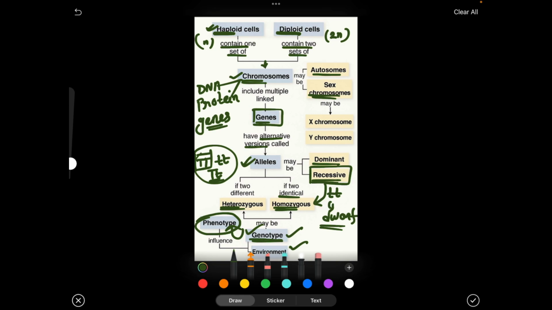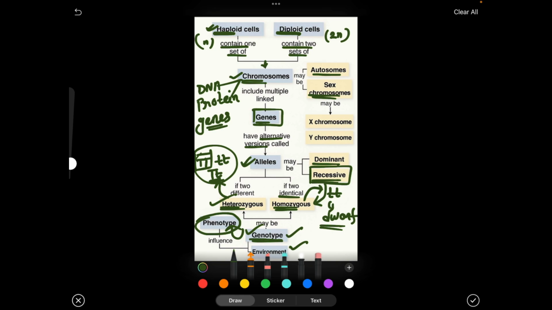So let me again go through the heterozygous and homozygous conditions. Heterozygous condition means whenever two different alleles are present together. For example, this one, capital T, small t. This is a heterozygous condition. And homozygous condition means whenever the two alleles are identical. That is small t small t or capital T capital T. So the simplified definition is heterozygous means different alleles, homozygous means same alleles.